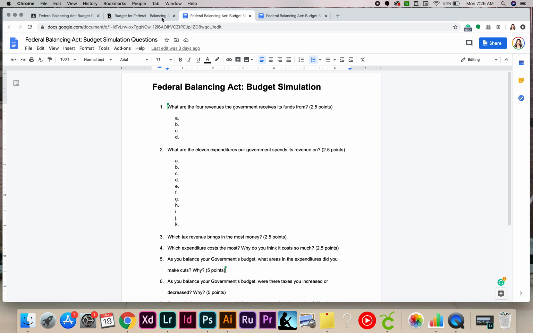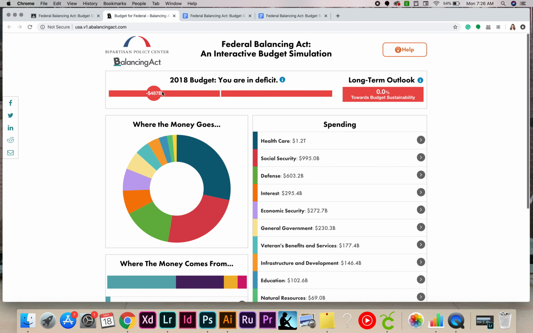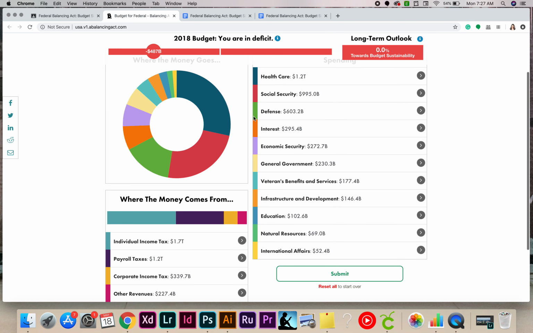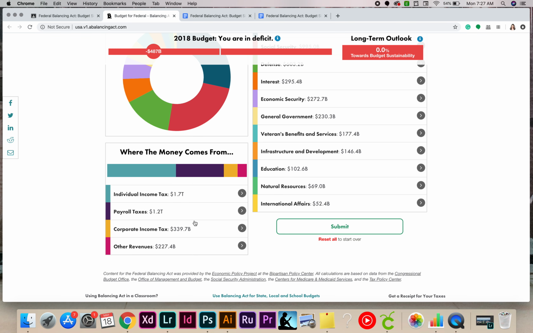So basically what you're going to do is you are going to balance our budget. Right now our budget is at negative 487 billion. That is bad. That is really bad. I hope you never have that much debt in your life. Basically, you want to make sure that we are in the green. So we might have some expansionary policies where we'll need to raise our revenue so that we can spend less on our expenditures and all that jazz.